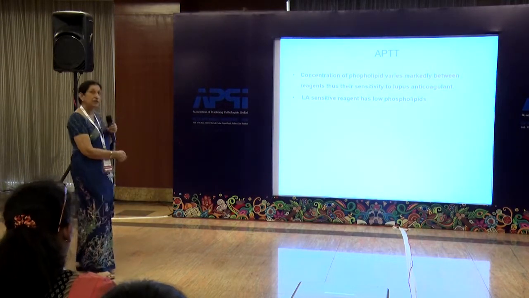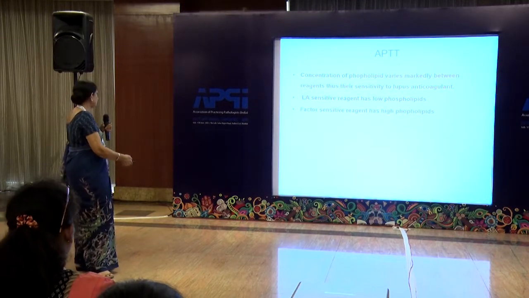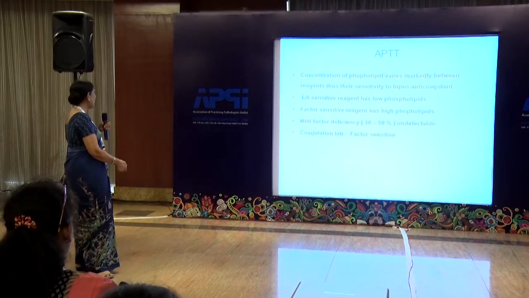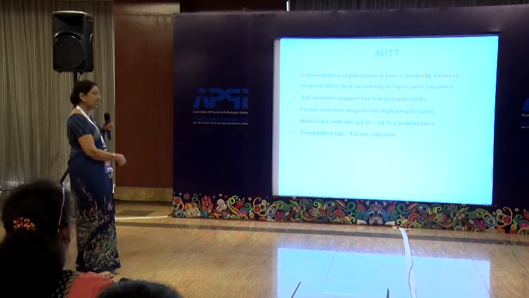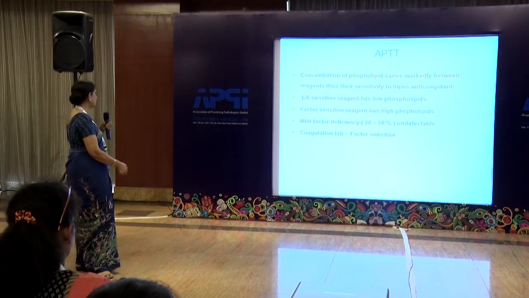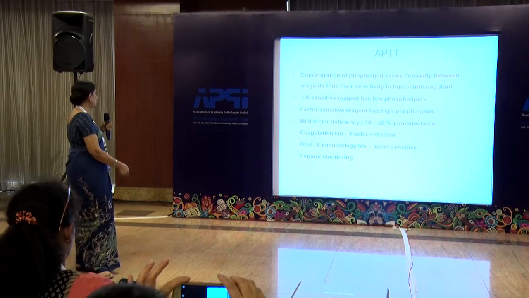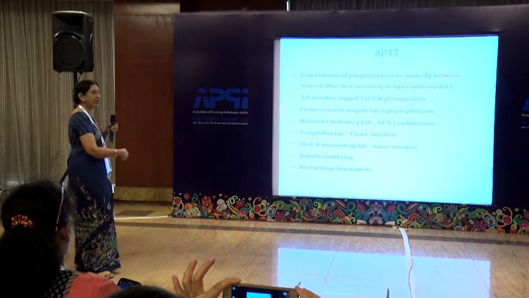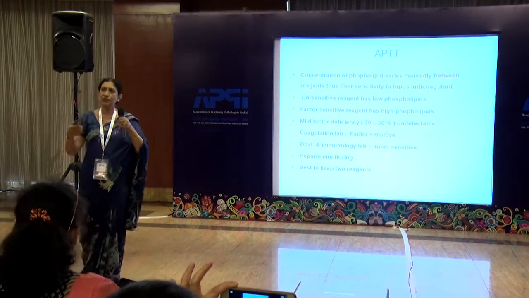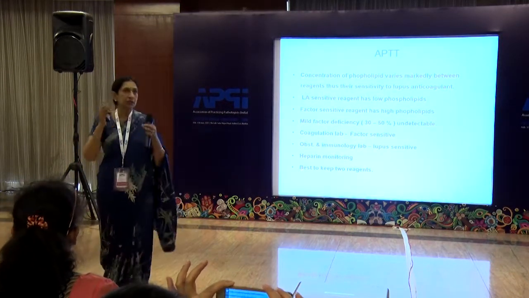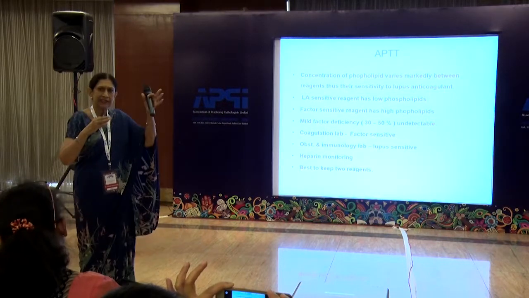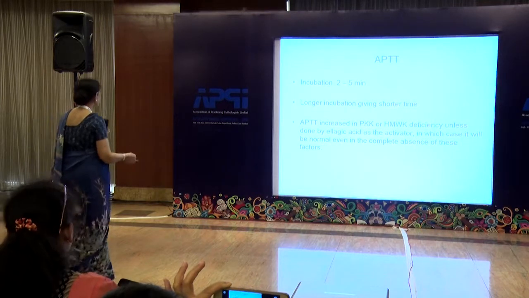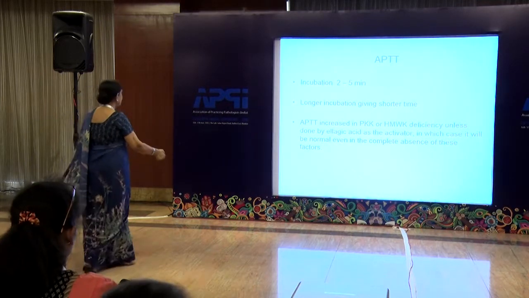LA-sensitive reagents have low phospholipids, and factor-sensitive have high phospholipids. Mild factor deficiencies may still not be detected by APTT, and you have to choose your reagent properly, as I said. So I keep 2 reagents. So my advice to everybody is to choose and keep 2 reagents, factor-sensitive as well as lupus-sensitive. APTT, we know that. Just remember this little thing.